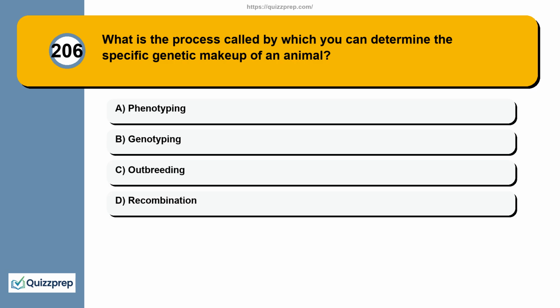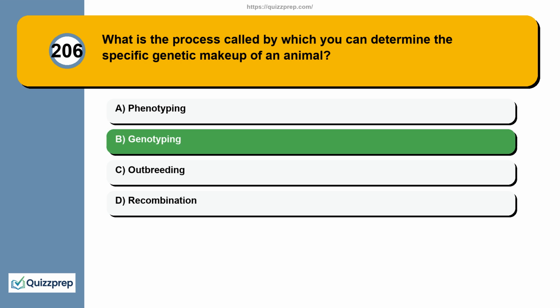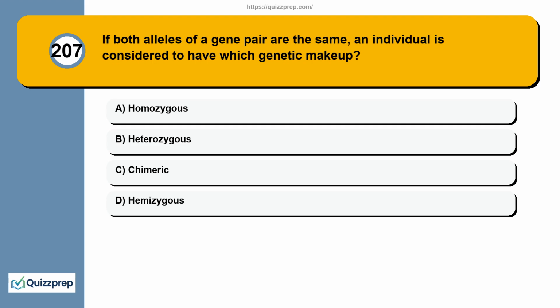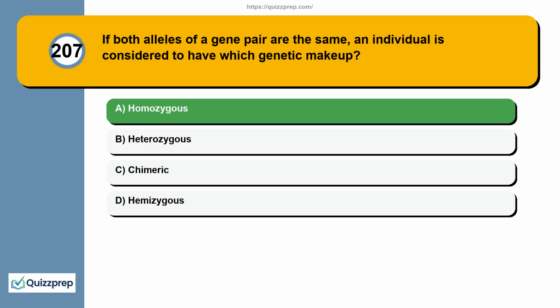animal? Option A. Phenotyping. Option B. Genotyping. Option C. Outbreeding. Option D. Recombination. The correct answer is option B. Genotyping. Question 207. If both alleles of a gene pair are the same, an individual is considered to have which genetic makeup? Option A. Homozygous. Option B. Heterozygous. Option C. Chimeric. Option D. Hemizygous. The correct answer is option A.